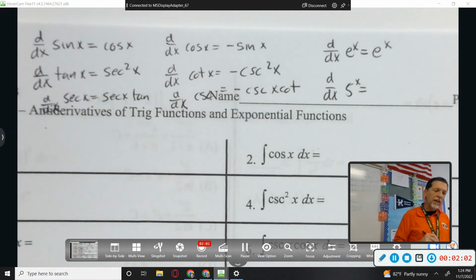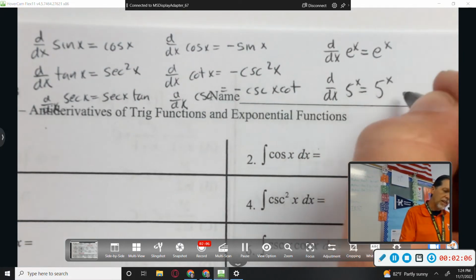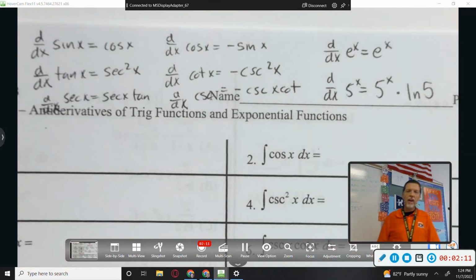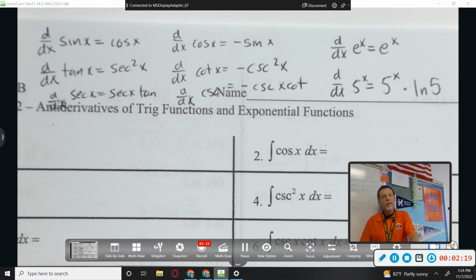The derivative of 5 to the x is 5 to the x times the natural log of 5. Okay, so those are the derivative rules that we, in theory, know. And now we just have to know them so well that we can use them in reverse.